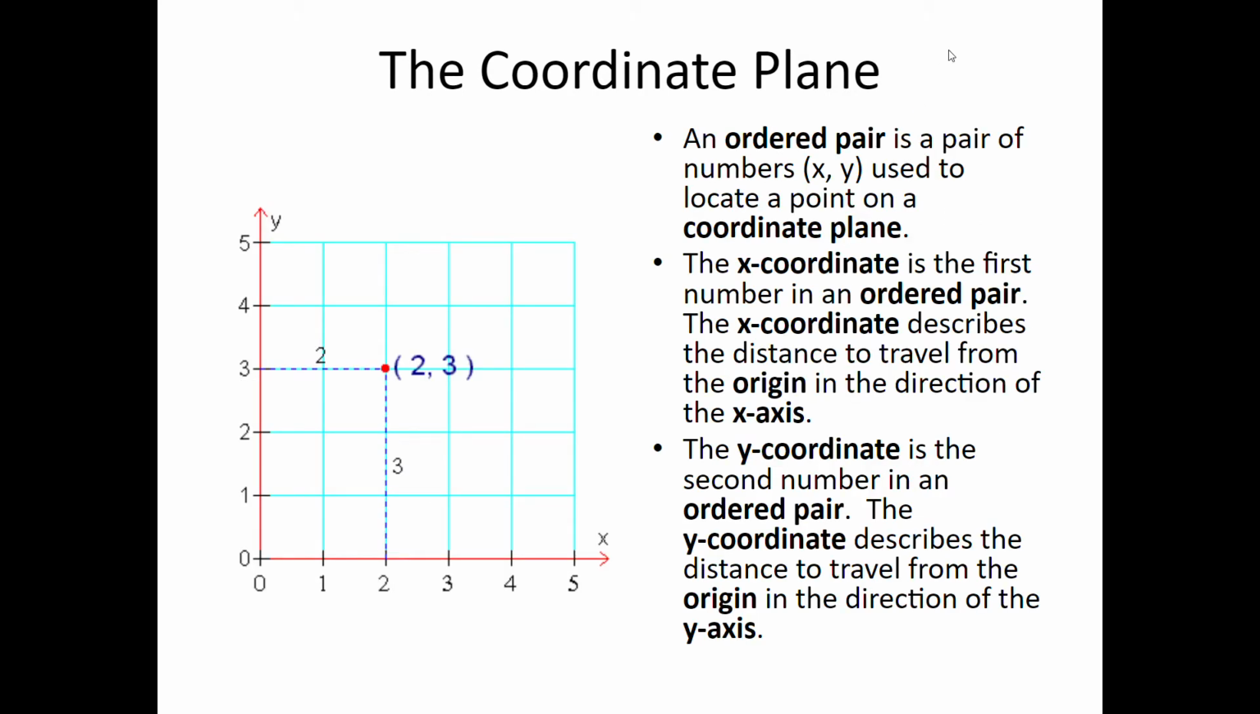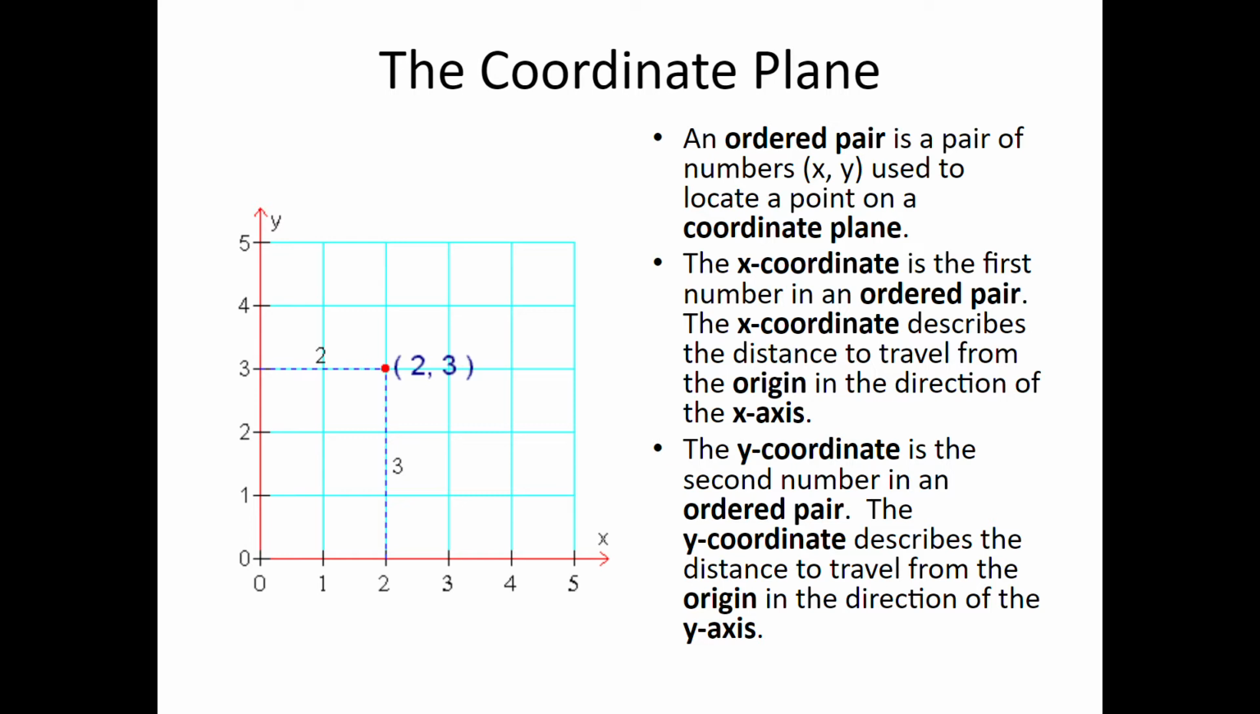An ordered pair is a pair of numbers used to locate a point on a coordinate plane. Look at the picture. The numbers there, 2, 3, they're in parentheses and they're separated by a comma. That is the ordered pair. It gives you the location of a point on a coordinate plane. That is what you'll need to know for your test.